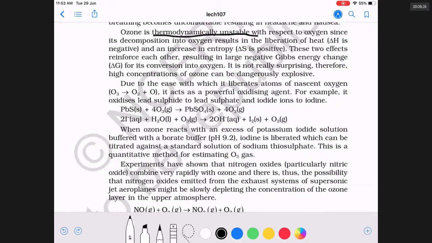Notice that ozone can convert black lead sulfide into white lead sulfate. It means ozone is oxidizing PbS, giving oxygen. Each O3 is giving one O and one O2 is released. PbS reacts with 4 ozones to give 4 O2. Also kindly notice, sir, iodide I minus electron is taken by ozone, so that ozone will become O2 and I minus will become I2. It means iodide's electron is removed, meaning iodide is oxidized by ozone. Ozone is an oxidizing agent.